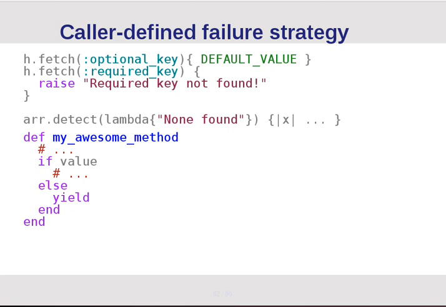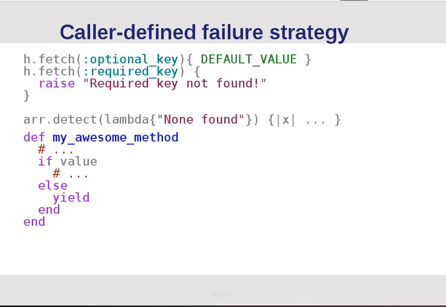You pass it a key, and if a value exists at that key, then it returns the value. If the value doesn't exist at that key, it executes the block that you pass to it to determine what to do in that case. So you're effectively passing in your fallback strategy from the caller. For an optional key, you could have a fallback strategy of just returning some default value. For a required key, you could have a fallback of raising an exception, and the caller decides.